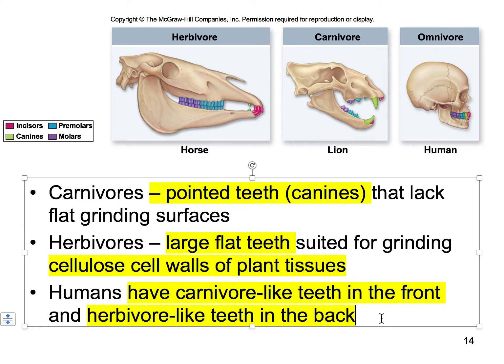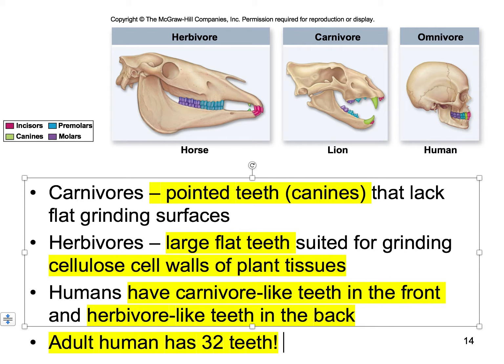And one other thing that I want you guys to know with regards to humans is the number of teeth that an adult human has. An adult human has 32 teeth. And the breakdown of that is 8, 4, 8, 12. Meaning we have 8 incisors, 4 canines.